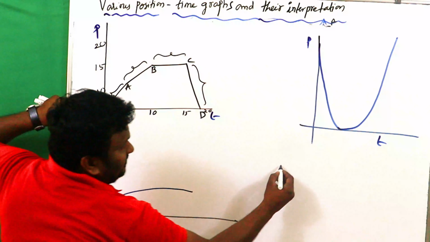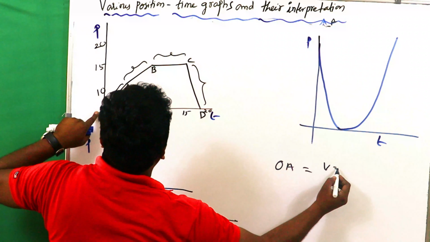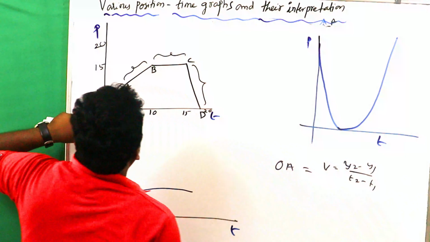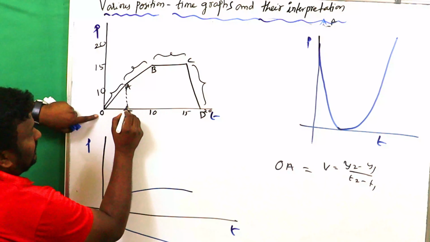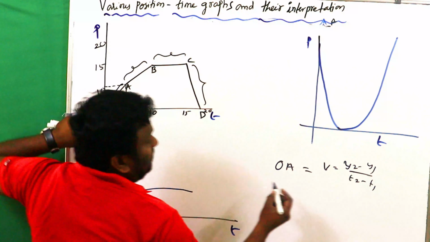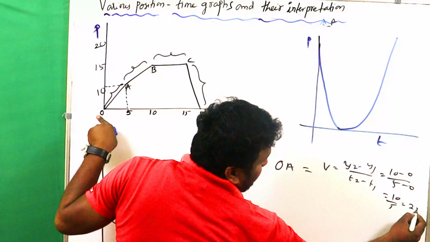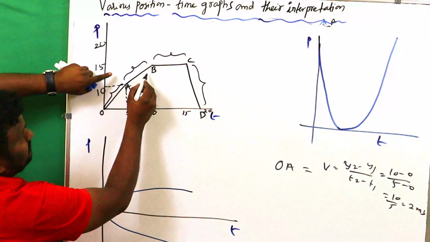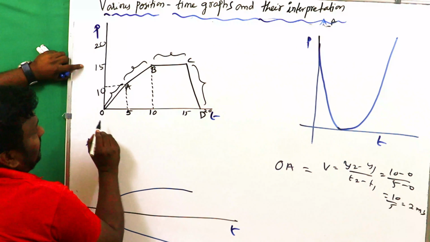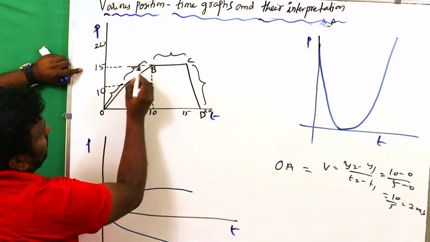So for OA, how can we write the velocity? V is equal to y2 minus y1 by t2 minus t1. From O to A, at the position of A the time is 5 and the displacement is 10. So 10 minus 0 by 5 minus 0, that is 10 by 5, which is 2 meter per second. Now take A to B: at B the time is 10 seconds, at A the time is 5, and here it is now 15.